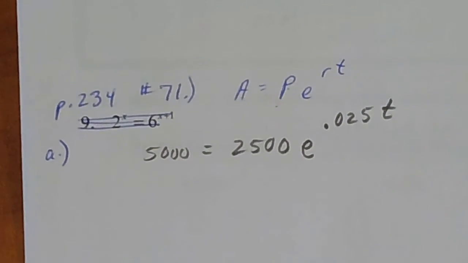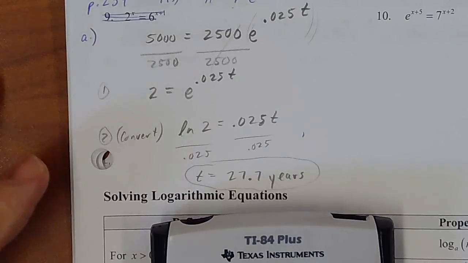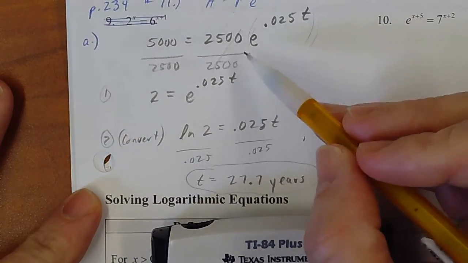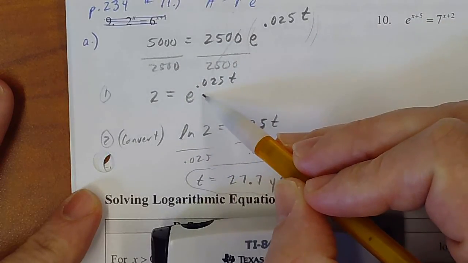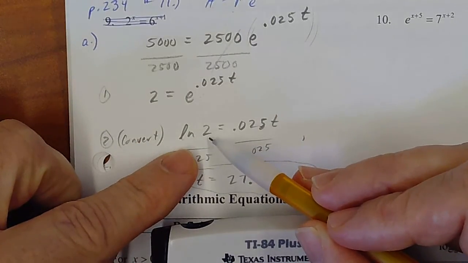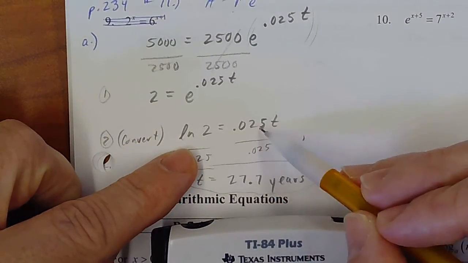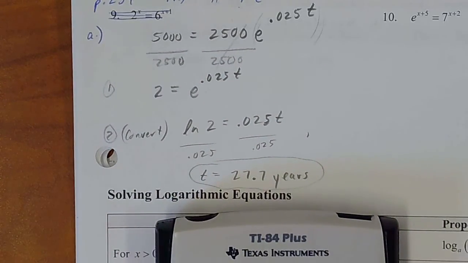Okay. I'll just show the solution in a moment because I'm about to be cut off, so I'm going to pause. All right, so there it is. Isolate, so divide by 2,500. So we get 2 on the left, and now it's by itself. Convert to a log, we get this. And then go to your calculator. Divide both sides by 0.025, and we get 27.7 years.